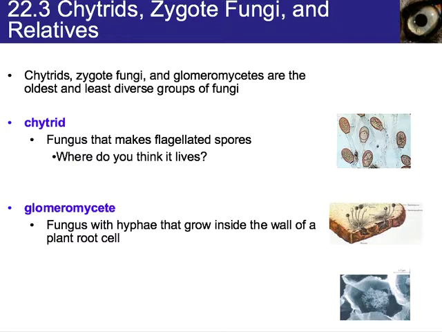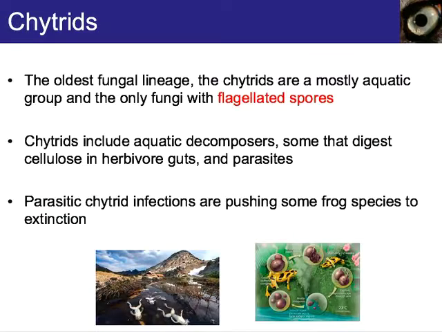So these are the fungi that have been on this earth the longest. Chytrids are fungi that make flagellated spores. So where do you think they live? Hopefully you said water. And glomeromycetes are fungi with hyphae that grow inside the wall of a plant root cell. So the first one we're going to talk about is chytrids.